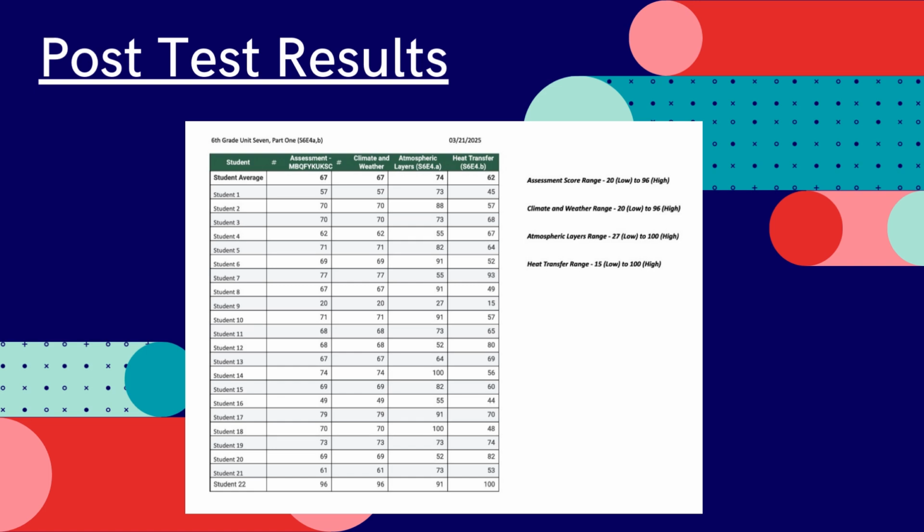Now, overall, the assessment showed that 22.7% of students scored below average on the entire test, 9% in the average range, and 68% in the above average range. And that was for the overall test. When you break it down into climate, atmosphere, and heat transfer, we're going to take a look at those key findings.